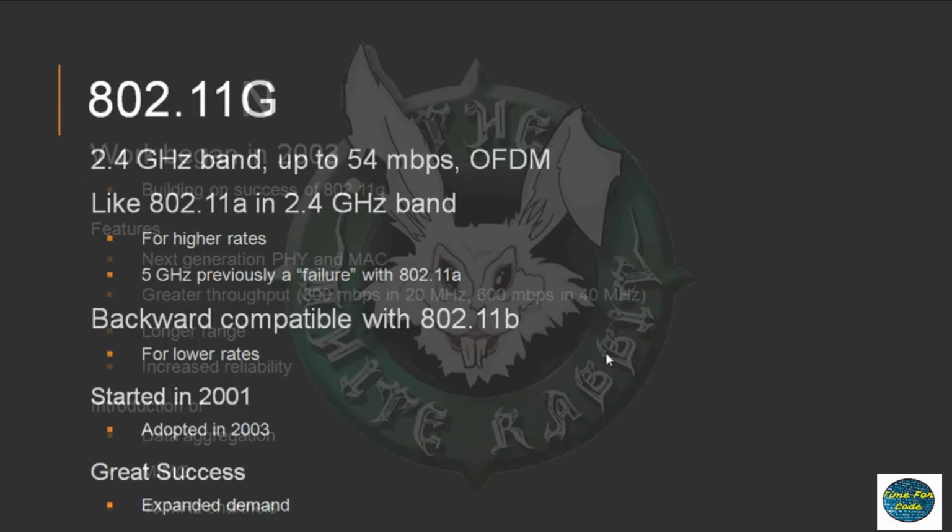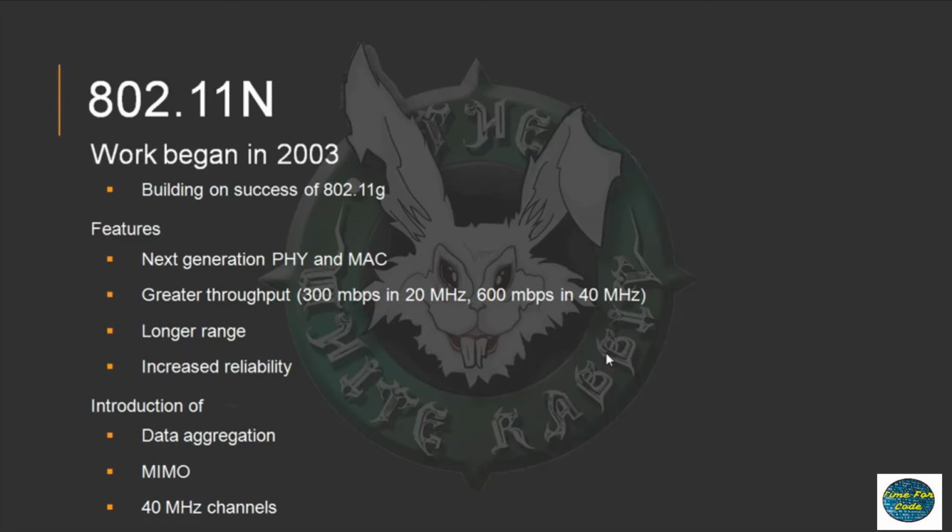Even while 802.11g was emerging, work already began on the next generation of Wi-Fi physical layer, and in fact, this was not just the physical layer. There were also enhancements in the MAC layer. This was quite a major step forward because multiple new powerful ideas were introduced in 802.11n. So you had greater throughput up to 300 megabits per second in 20 megahertz, and then there was the introduction of larger channels as well, 40 megahertz channels, so they got you up to 600 megabits per second.